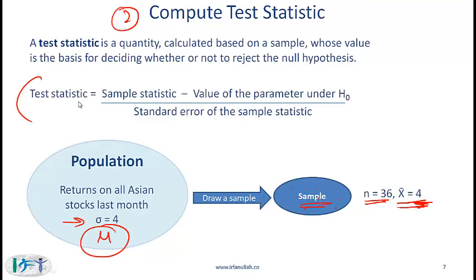The way we calculate the test statistic then is, say, sample statistic, which is 4, minus the value of the parameter under H0. Now let us just recall what that means.